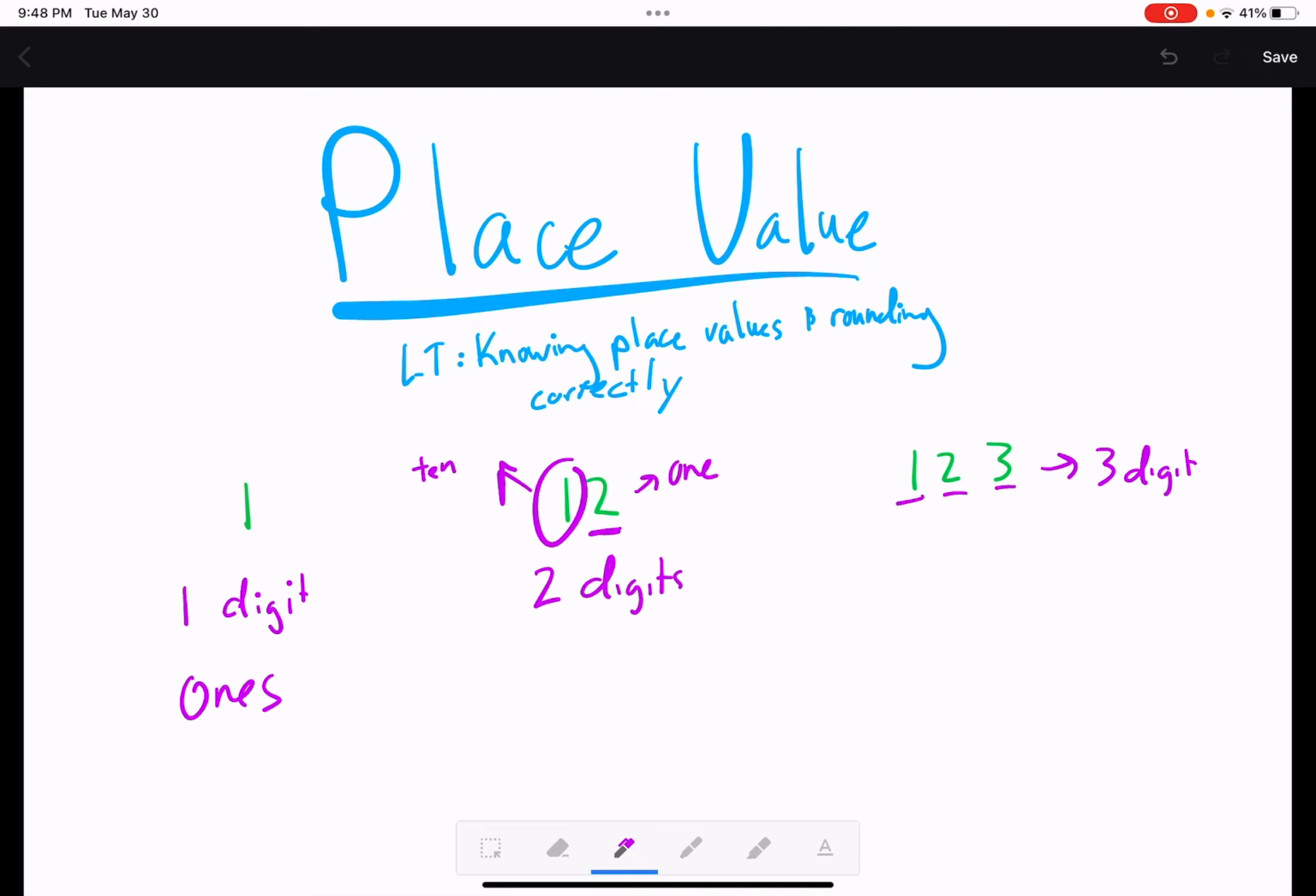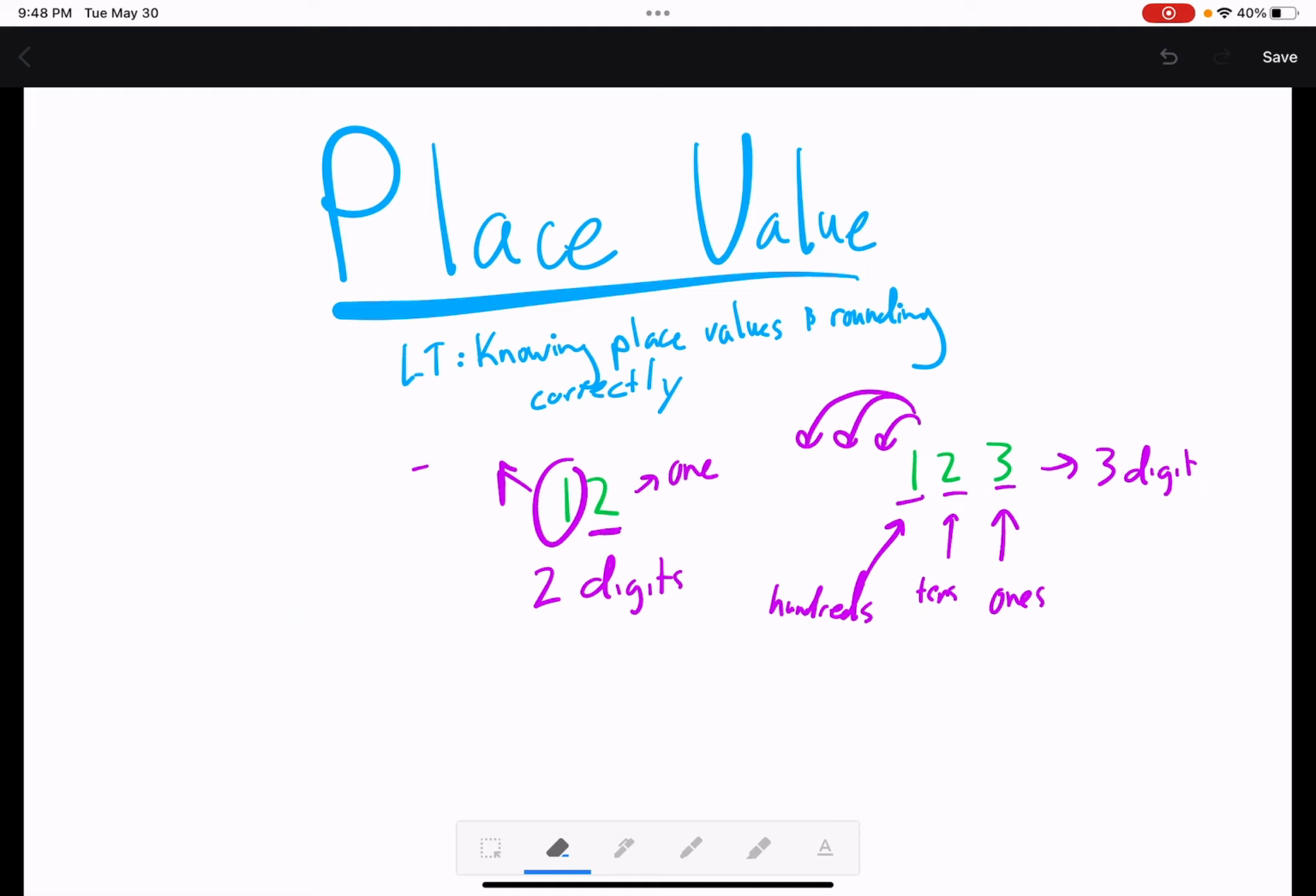1, 2, and 3. The 3 is in the ones place. The 2 is in the tens place. And then the 1 is in the hundreds place. And so those are the different places in a number. If we were to keep going this way, we would have thousands, tens of thousands, hundreds of thousands, and then millions, and so on and so forth. But that's a nice little overview here.